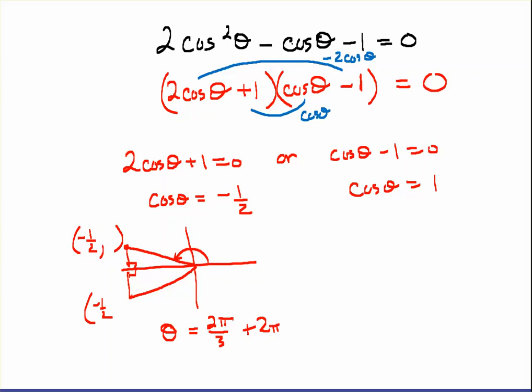Okay, now remember how it says find all the possible answers, right? So for each one of these answers we're going to put in theta is 2 pi over 3 plus 2 pi n, and then for that other angle there you're going to put 4 pi over 3 plus 2 pi n. Okay, when is cosine equal to 1?